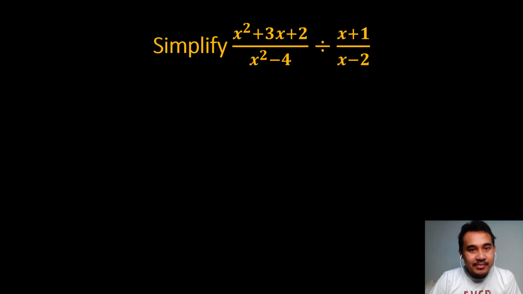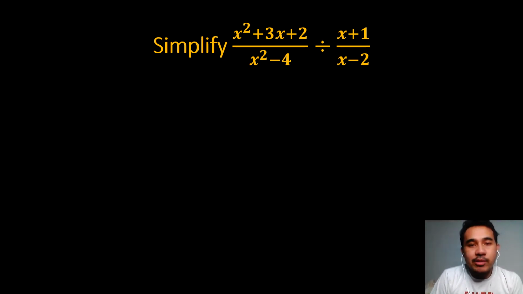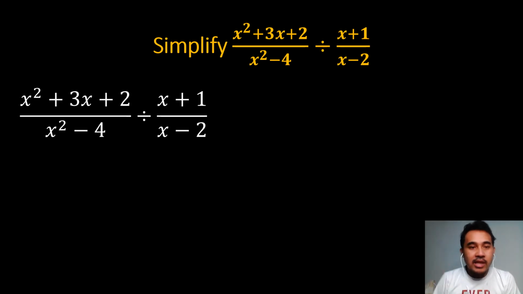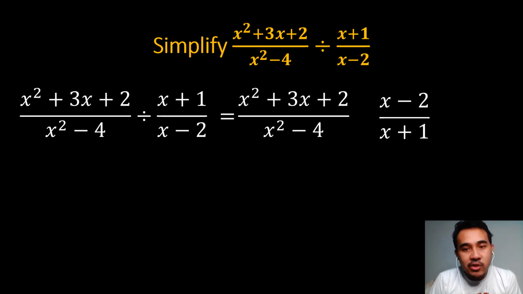Okay, let's have another one. Simplify x squared plus 3x plus 2 all over x squared minus 4 divided by x plus 1 over x minus 2. Now, writing the given. Your dividend is x squared plus 3x plus 2 all over x squared minus 4, and your divisor would be x plus 1 over x minus 2. Now, writing again the dividend, and then getting the reciprocal of the divisor, it will have x minus 2 over x plus 1, and then proceed to multiplication.